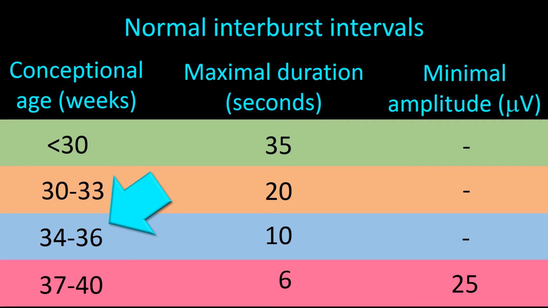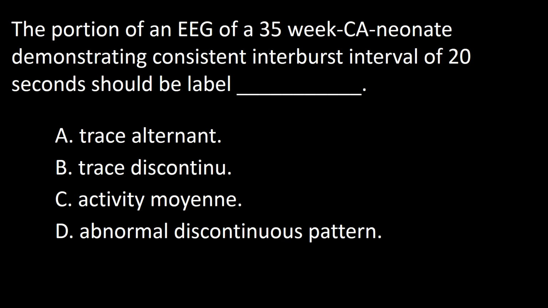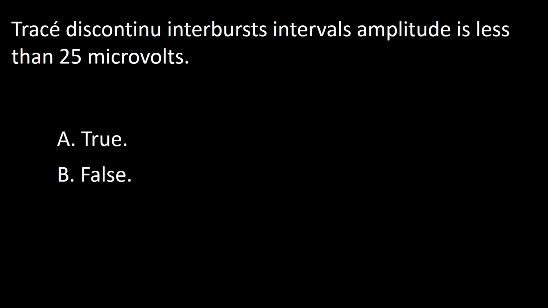At 35 weeks, the maximal normal interburst interval is 10 seconds. So the answer to this question is D. Next question. Tracé discontinue interburst intervals amplitude is less than 25 microvolts. A, true. B, false.